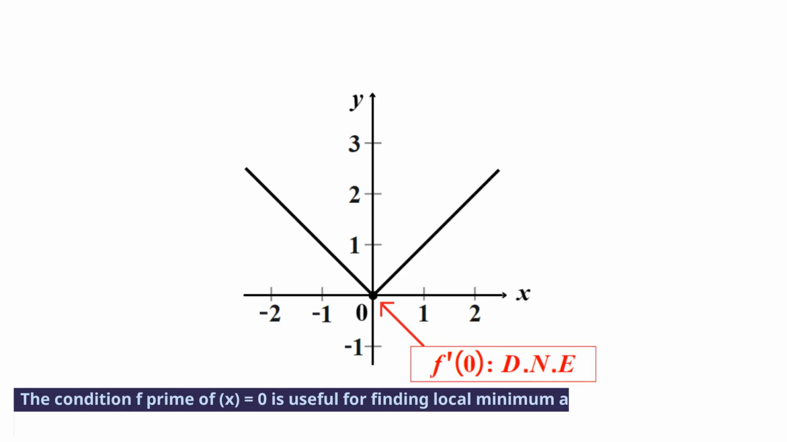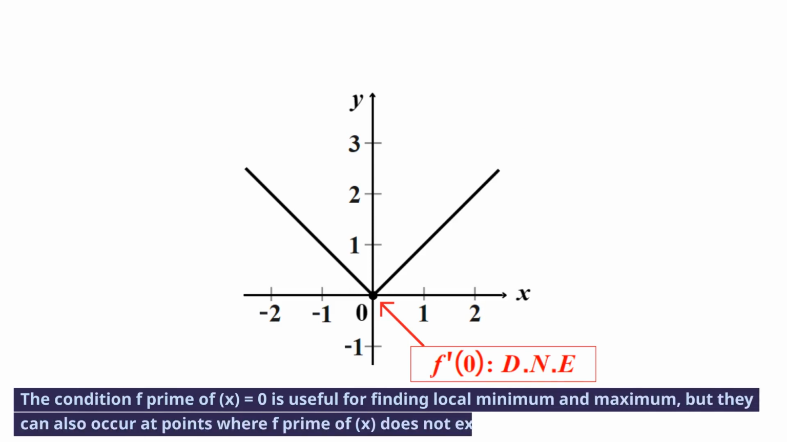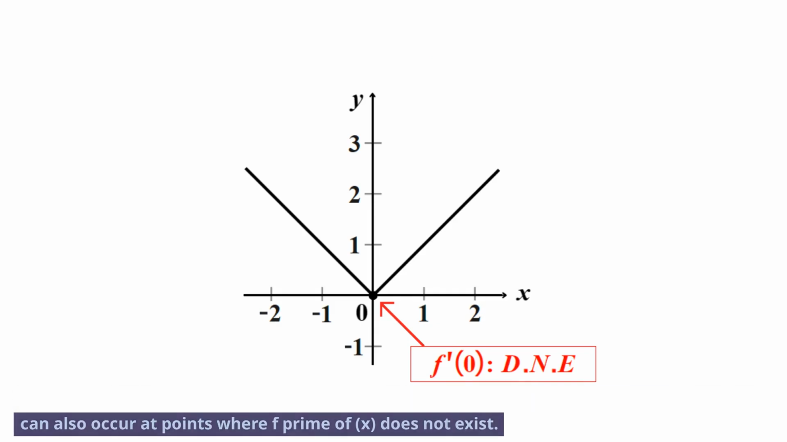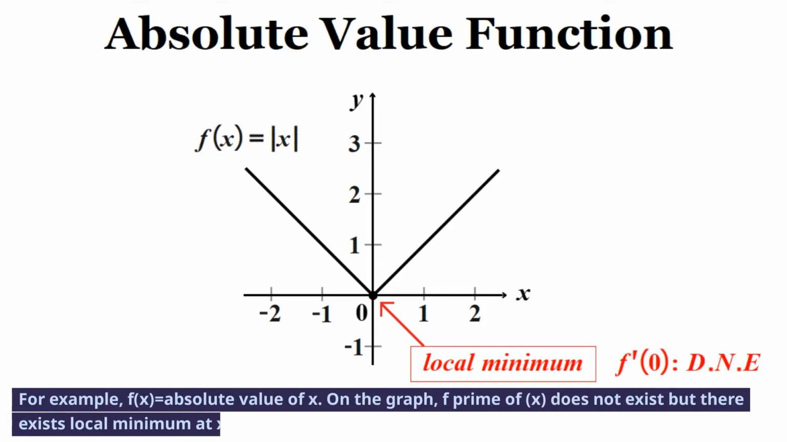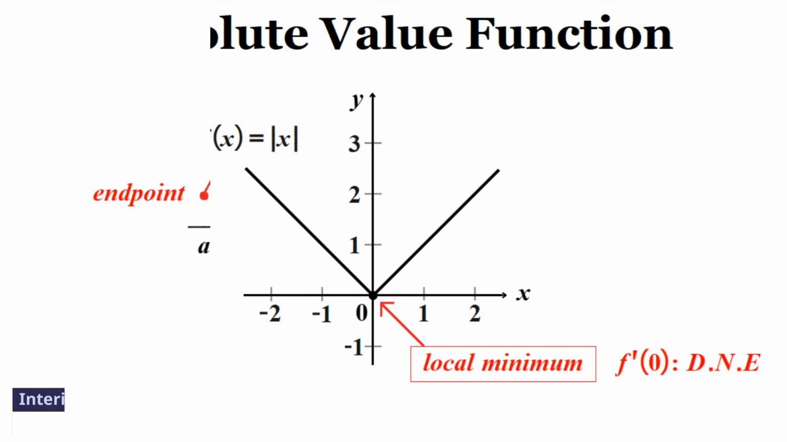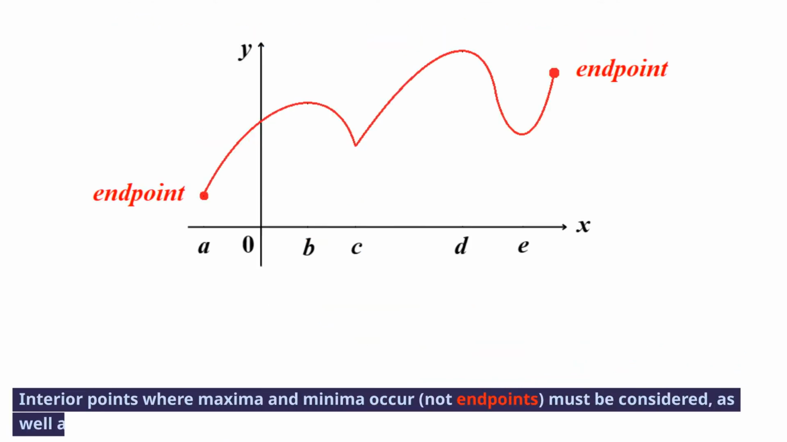The condition f prime of x equals 0 is useful for finding local minimum and maximum, but they can also occur at points where f prime of x does not exist. For example, f(x) equals absolute value of x. On the graph, f prime of x does not exist, but there exists a local minimum at x equals 0. Interior points where maxima and minima occur, not endpoints, must be considered, as well as the endpoints.